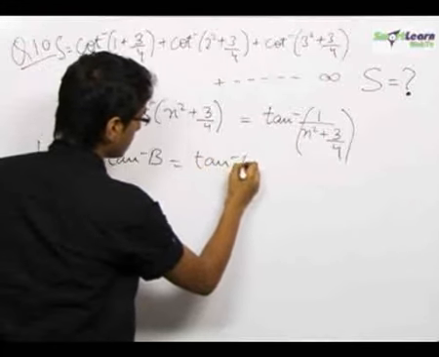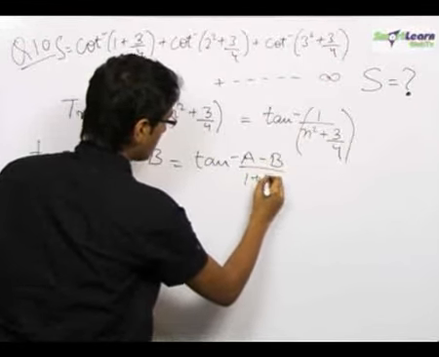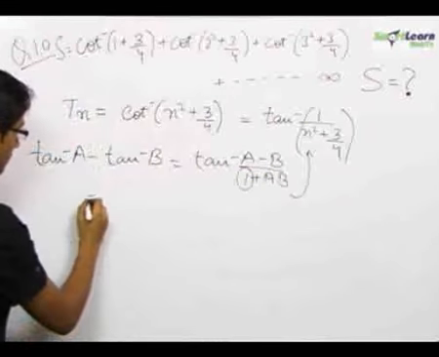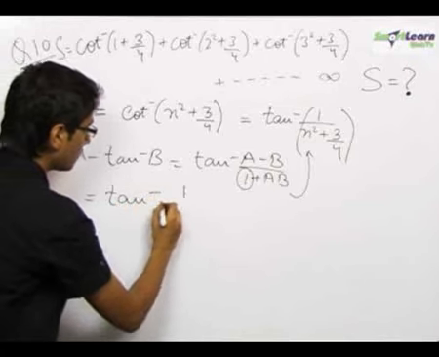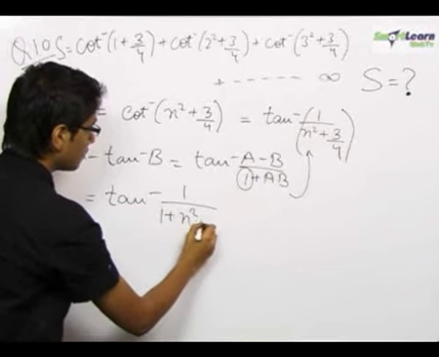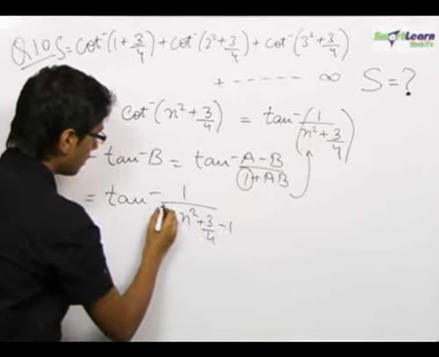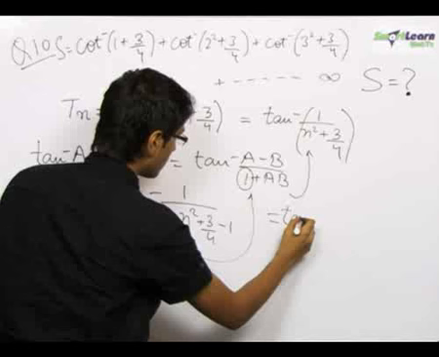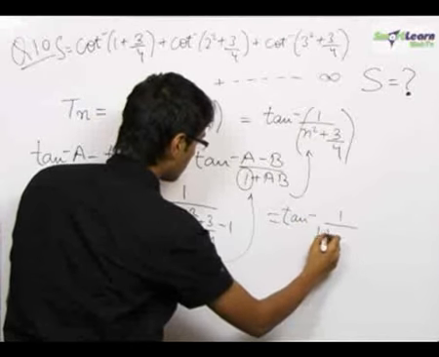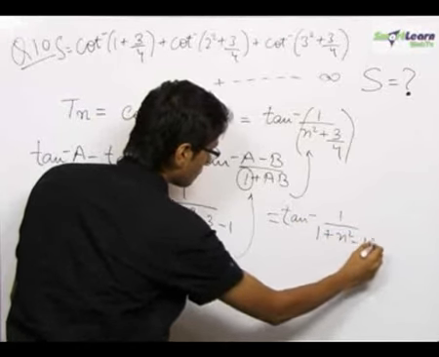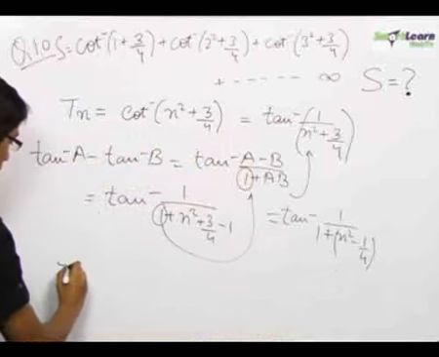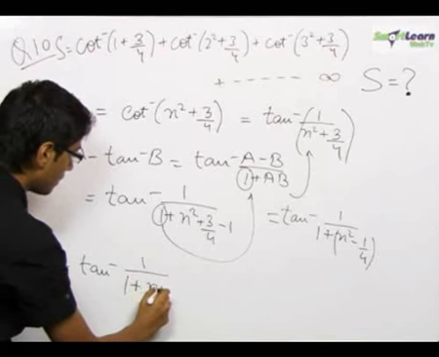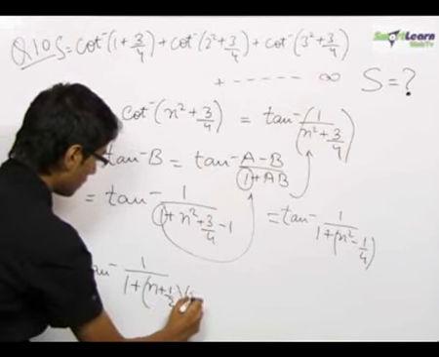Tan inverse a minus b upon 1 plus ab. So we try to create a 1 in the denominator. We add and subtract a 1 in the denominator just to create the one term which is present in this formula. This becomes tan inverse of 1 upon 1 plus n square minus 1 by 4, which becomes tan inverse of 1 upon 1 plus n plus half times n minus half.